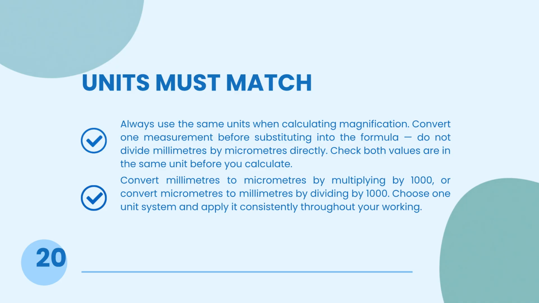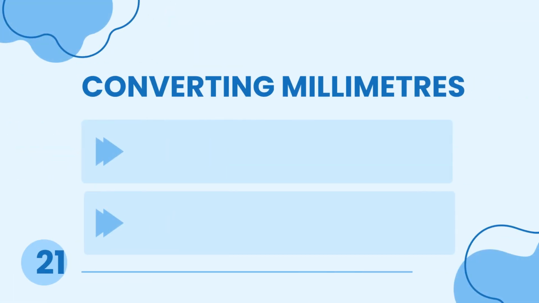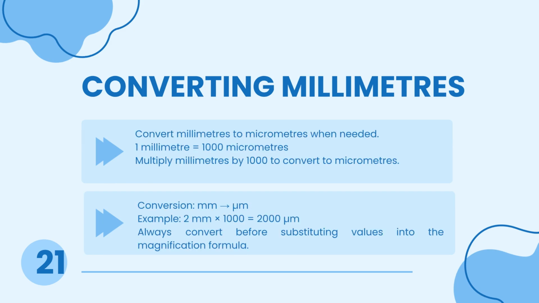Units must always match before you calculate. Never divide millimeters by micrometers directly. Convert one value, so both use the same units throughout your working. To convert millimeters to micrometers, simply multiply by 1,000. For example, 2 millimeters is 2,000 micrometers. Always perform this conversion before using the magnification formula.